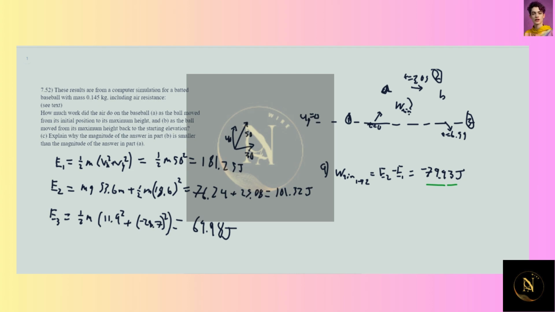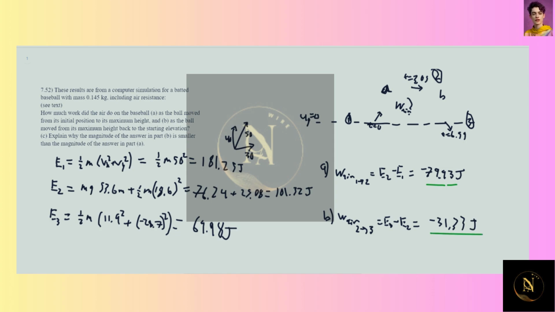Now the difference between those two, so part B, the work done by air from 2 to 3, is equal to E3 minus E2. That means we're going to get negative 31.33 joules.